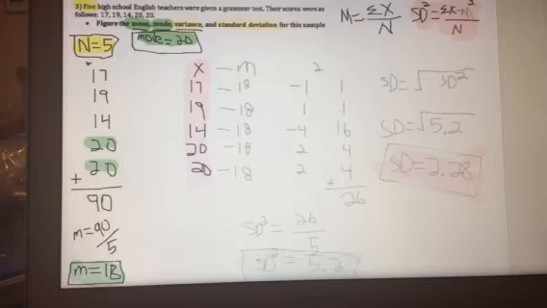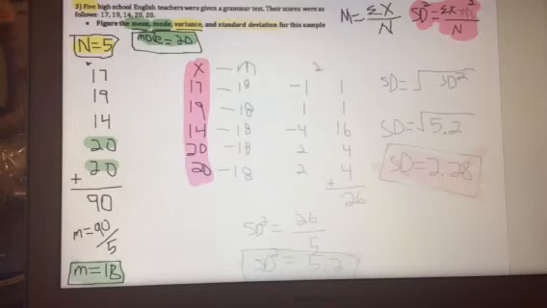Now the next thing they're asking for is variance. Again, I always like to put my formulas up here. So my variance formula is: SD squared equals the sum of x minus m squared, over n. I already started right here with my x's. So x is 17, 19, 14, 20, and 20.